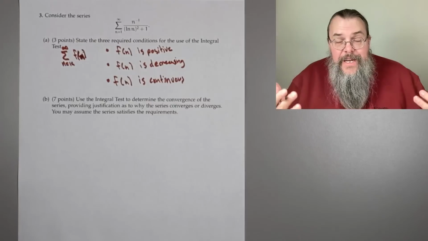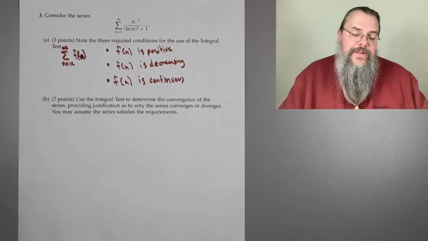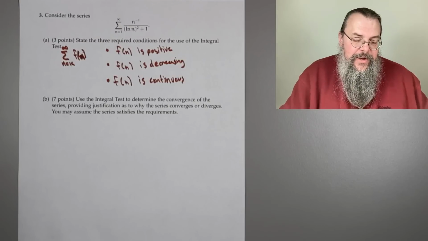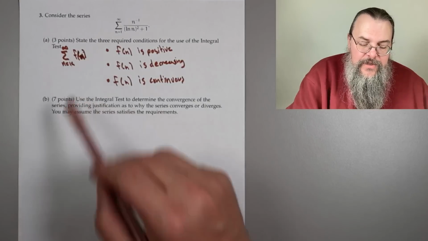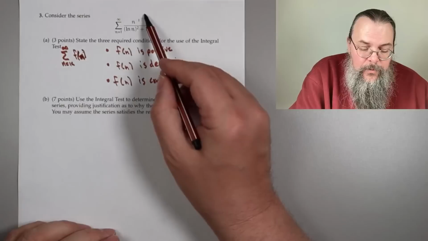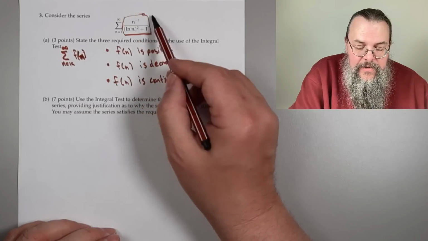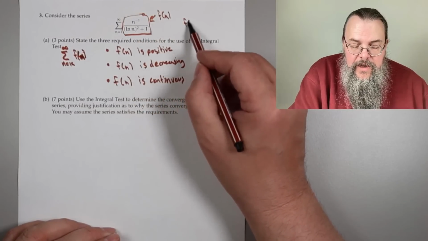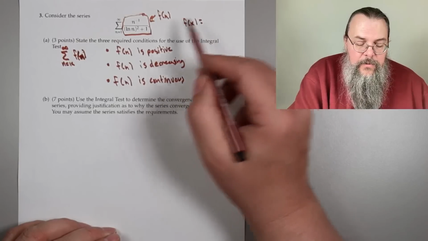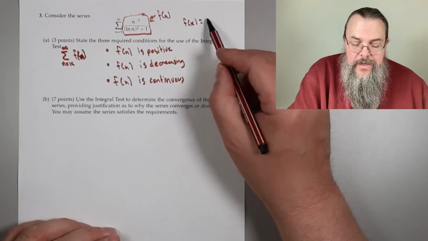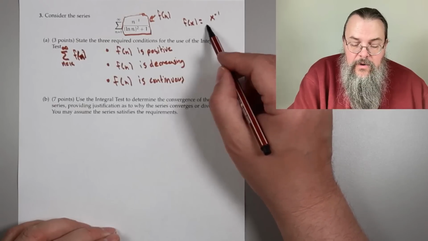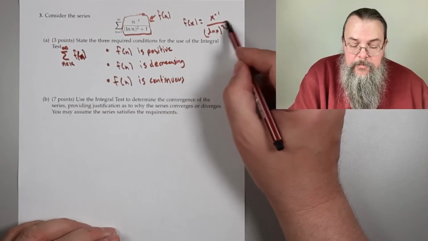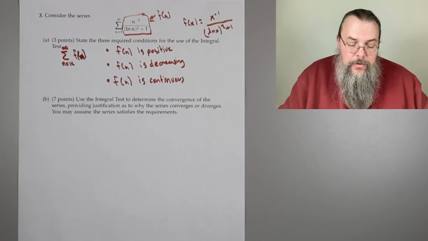Is it non-negative or is it positive? Is it going down? And is it integrable? So we'll just say is continuous. Okay, so if we have a sum of a function of n, so here, this part right here, this is our f of n. And in particular, where we think of f of x, well, x to the minus 1 over (log of x) quantity squared plus 1. Okay, so there's what's going on.